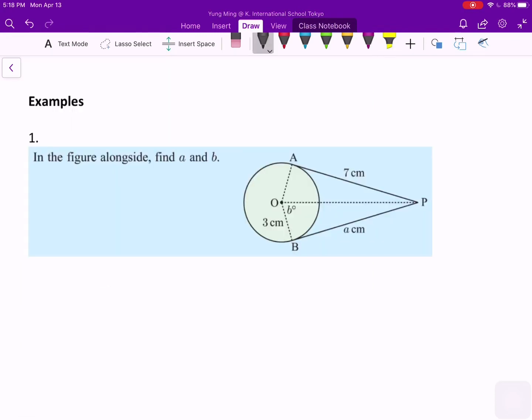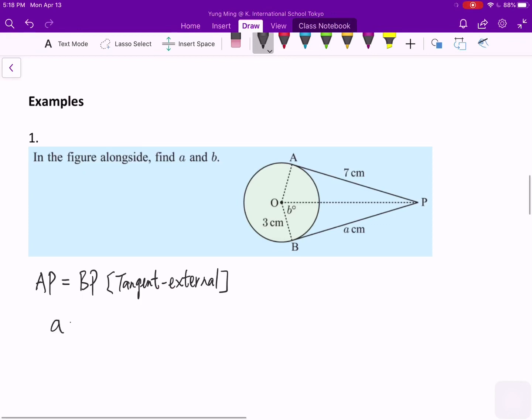Now first example, we need to find A and B. A is very easy to find. First of all, we need to claim that AP has to be equal to BP. This is because of the tangent external theorem that we looked at just now, and because AP is equal to 7, BP is absolutely 7 as well, so that solved the problem.